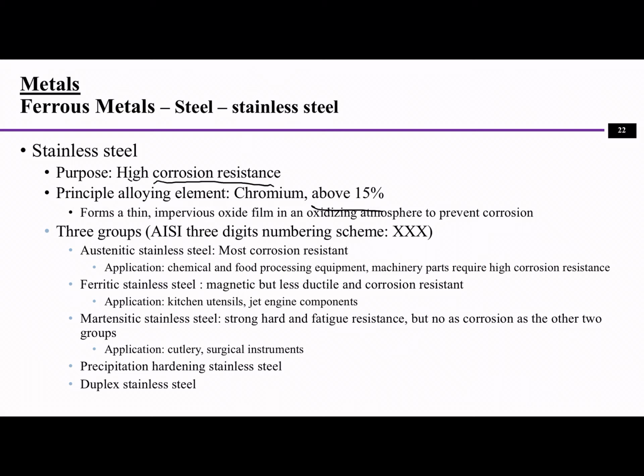Different groups of stainless steel. Usually, the stainless steel has 3-digit numbers, right? Compared to the 4-digit numbers of other steels, right? And also, groups can be austenitic stainless steel, ferritic stainless steel, and martensitic stainless steel.